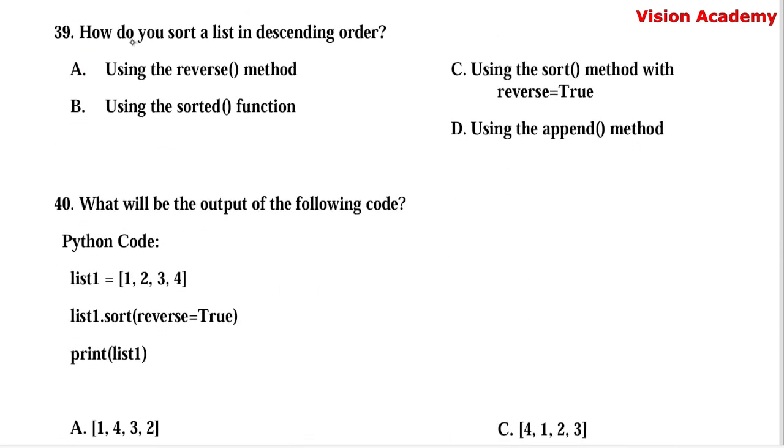Question number 39. How do you sort a list in descending order? Option A, using the reverse method. B, using the sorted function. C, using the sort method with reverse equal to true. D, using the append method. Here option C, using the sort method with reverse equal to true, is the right answer.